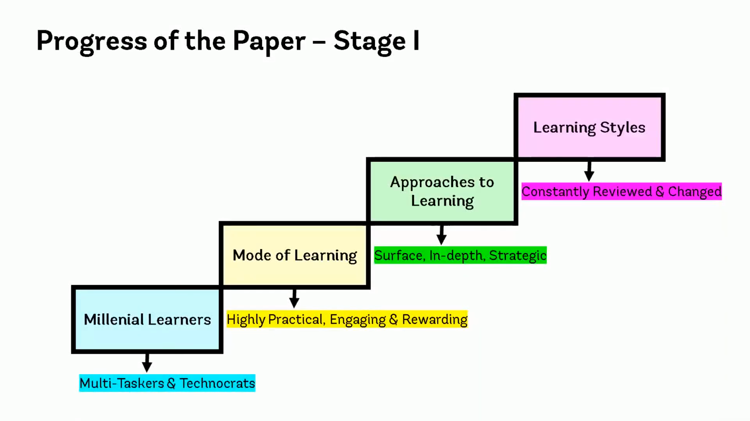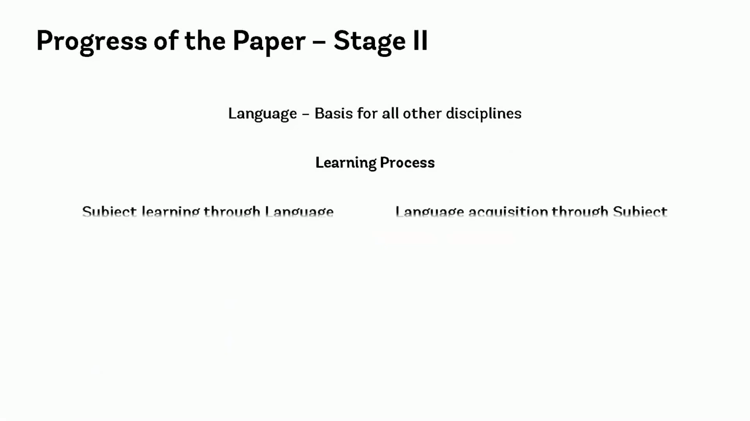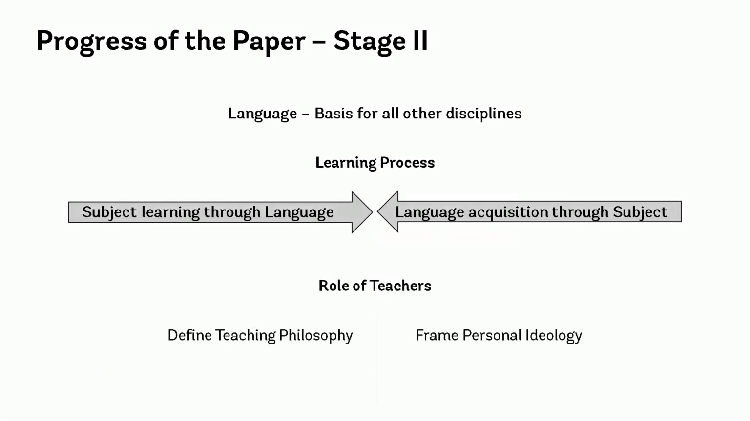Learning style is one key factor for assessment of performance of an individual. There are various learning styles such as sensory, intuitive, visual, verbal, active, reflective, sequential, global, inductive, and deductive. The learning styles need to be constantly reviewed and changed depending on the content and capability of the individuals. Stage 2 explains the language skills in learning and the role of teachers.